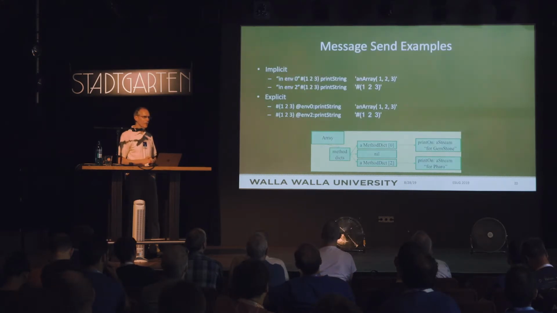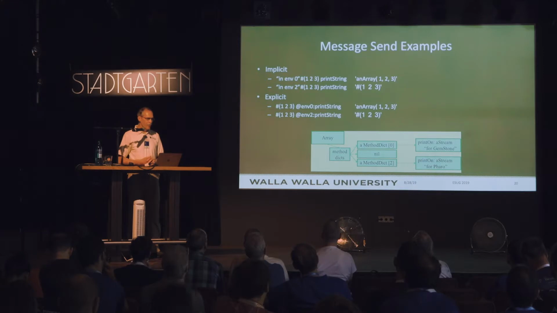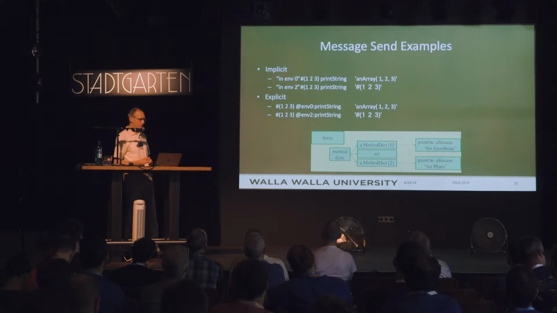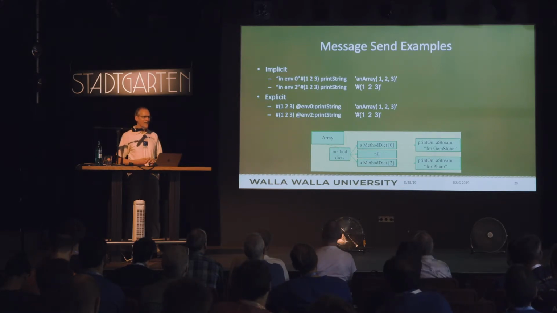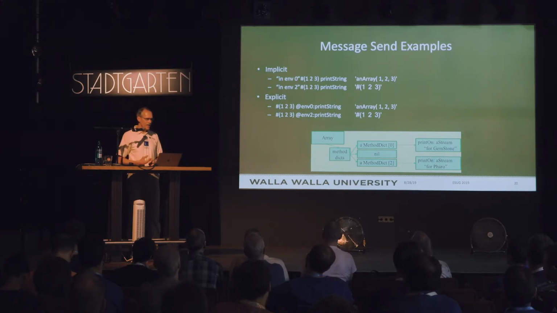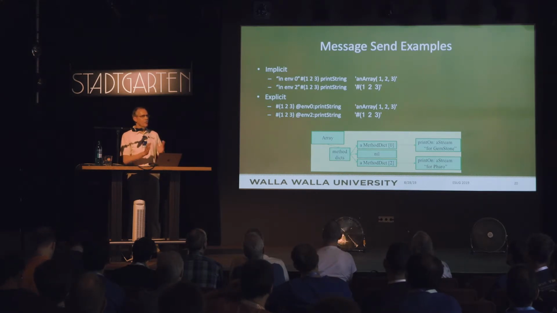Now, how do we make calls from one to the other? This was your question. So implicit, if you're in environment 0 and you say array print string, you get the environment 0 implementation. In environment 2, if you execute the same code, you get the environment 2 implementation. But there's also a way of being explicit. So we have this somewhat odd syntax, but you need some way of doing it. So if you say at environment 0, you can specify which environment you wish to go into for things.